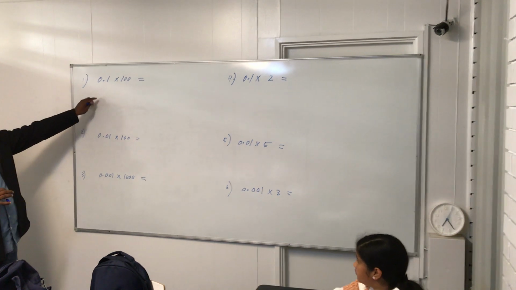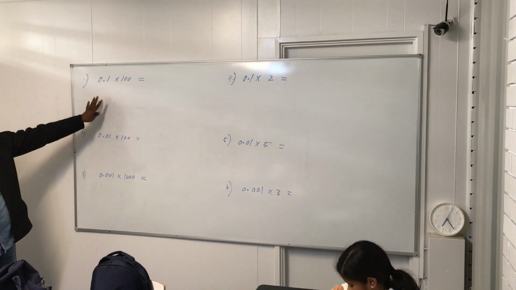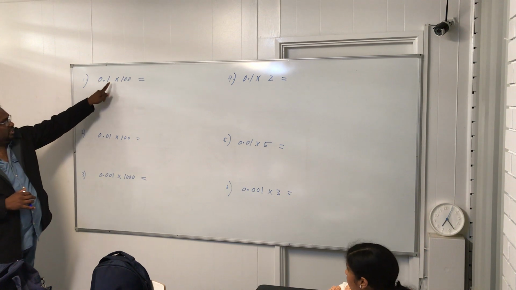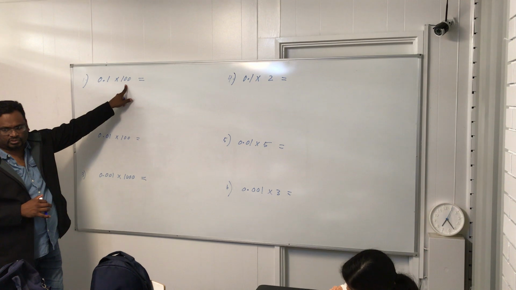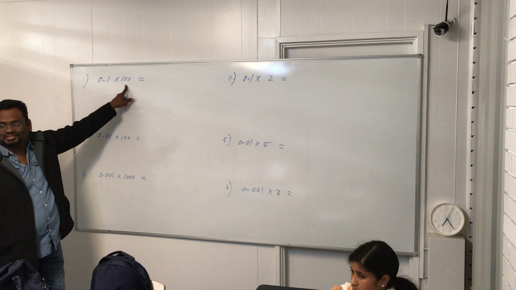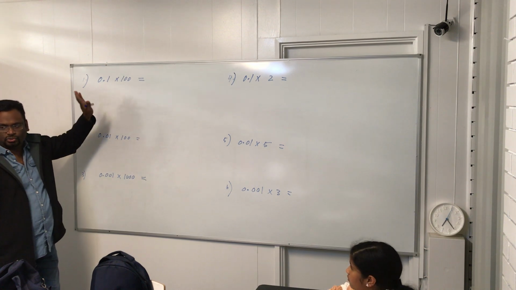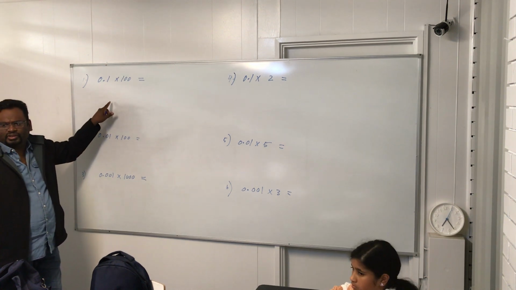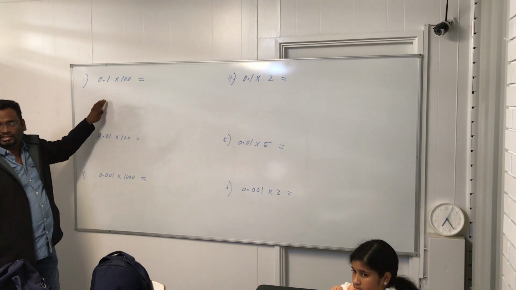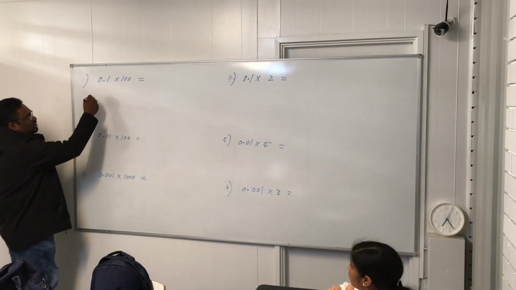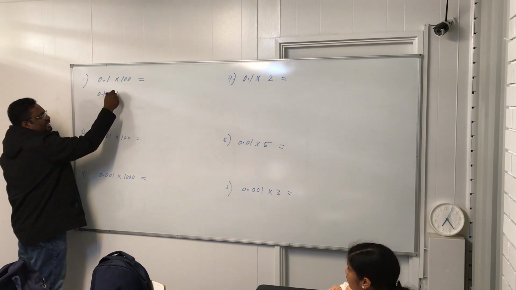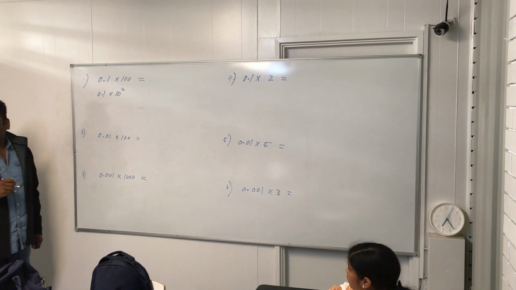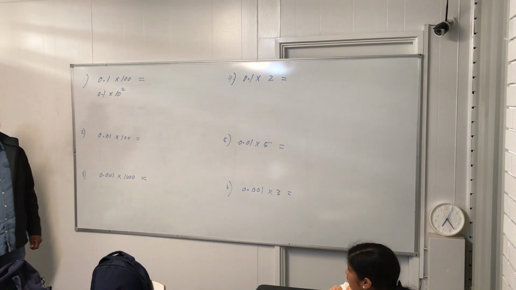Okay, so look at the answer here. 0.1 times 100. How do you do it? You move the dot to the right. Very good, you know how it works. I'll tell you another way of doing it. 0.1 times 100 can be written as 0.1 times 10^2, believe it or not. Why? Because 10^2 is 100, right?